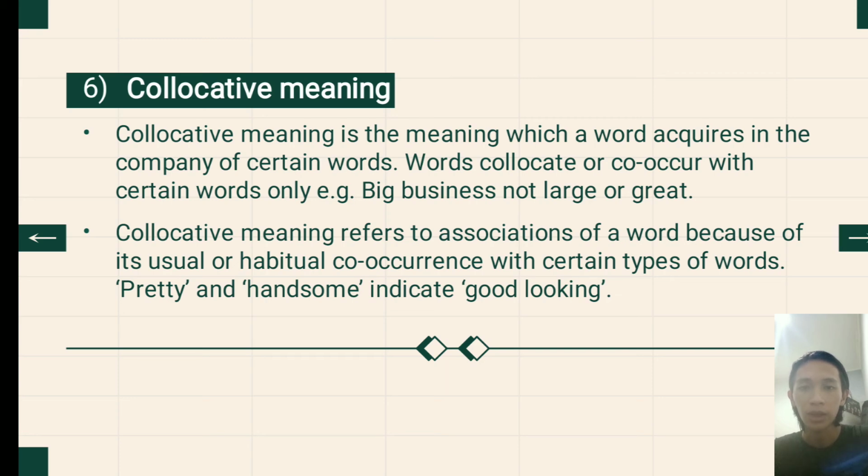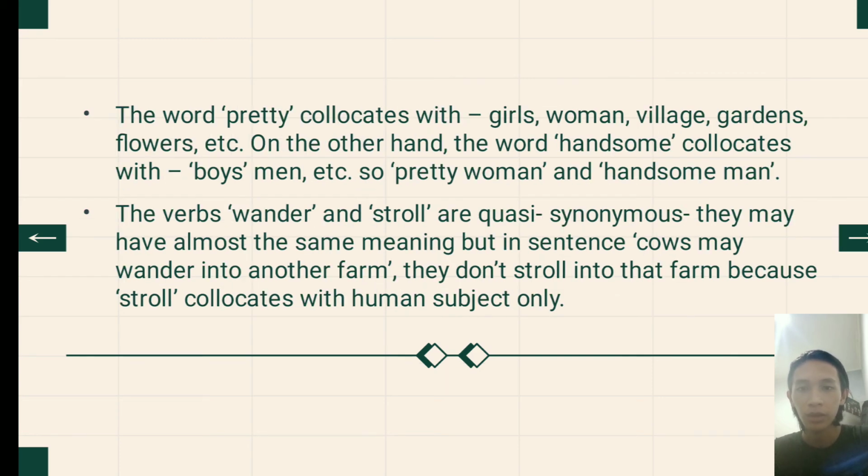Pretty and handsome indicate good looking. The word pretty correlates with girls, women, village, garden, flowers, etc. On the other hand, the word handsome correlates with boys, men, etc. So, pretty woman and handsome man.